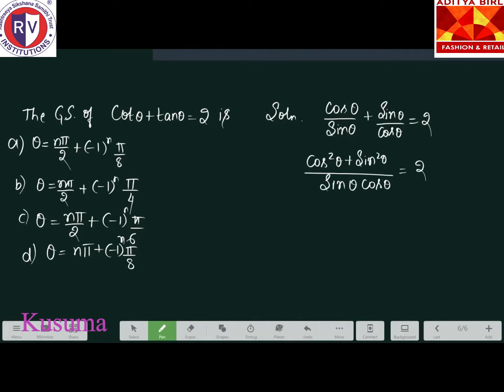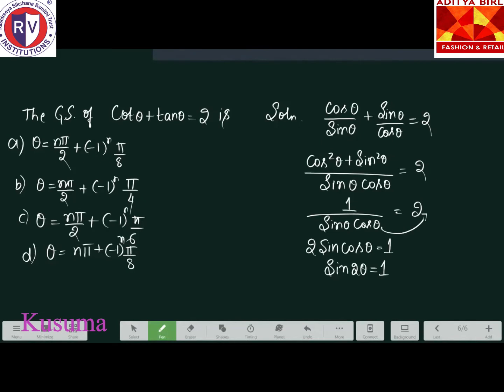We know that cos square theta plus sin square theta is equal to 1, right? So this is 1 by sin theta cos theta is equal to 2. Now I'll take this to RHS. So this will be 2 sin theta cos theta is equal to 1. And we know that 2 sin theta cos theta is sin 2 theta. So it is sin 2 theta is equal to 1, right?